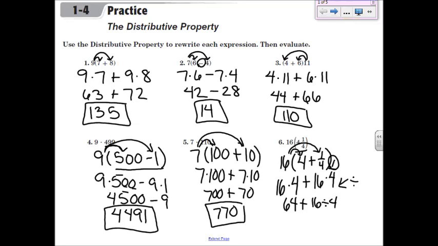They mean the same thing. They equal the same thing. And I know what 16 divided by 4 is. That's 4. So I got rid of the big bad fraction, and I don't have to deal with it anymore.